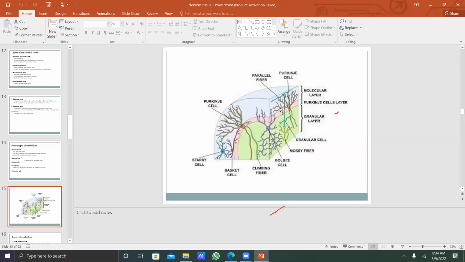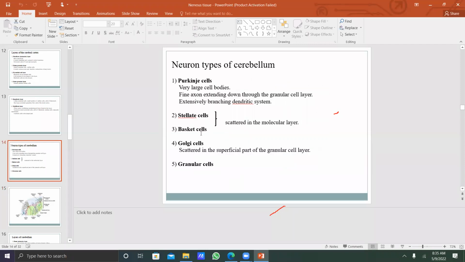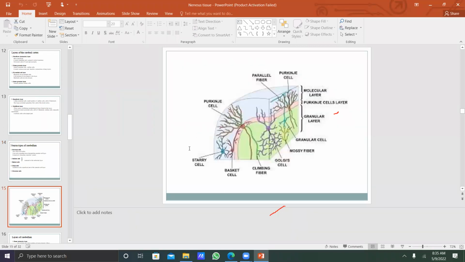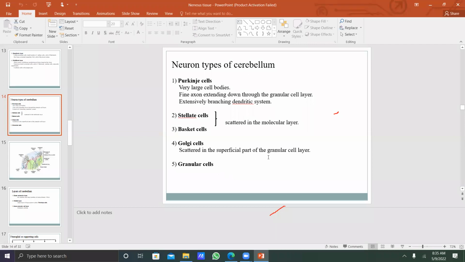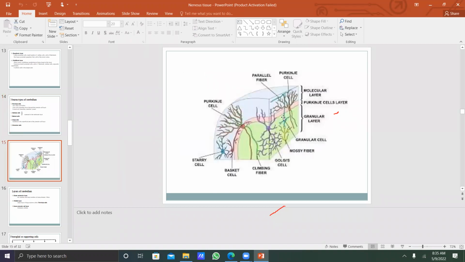Here we can see severely branched Purkinje cells. And stellate cells and the basket cells are scattered in the molecular layer. And there are Golgi cells. These are the Golgi cells. Golgi cells are scattered in the superficial part of the granular cell layer of the cerebellum. And there are also some granular cells. So this picture shows the cell layers and the cell types of the cerebellum.